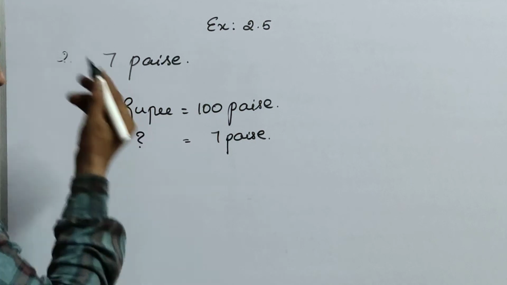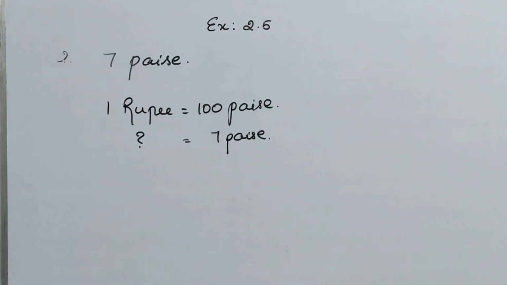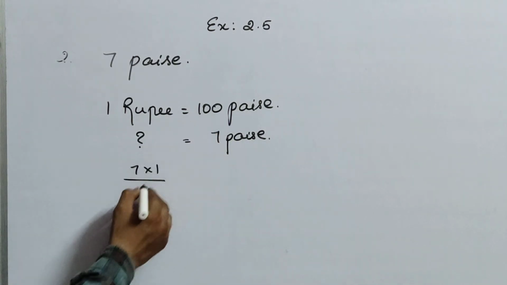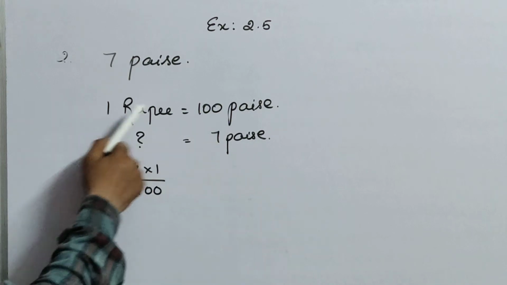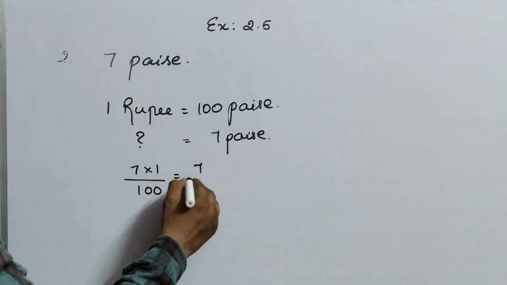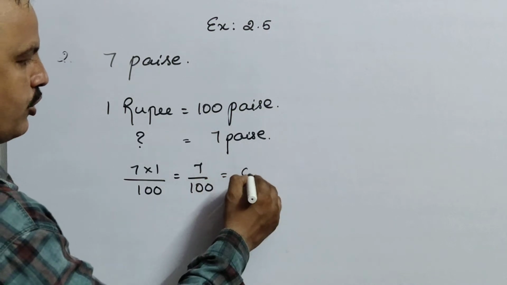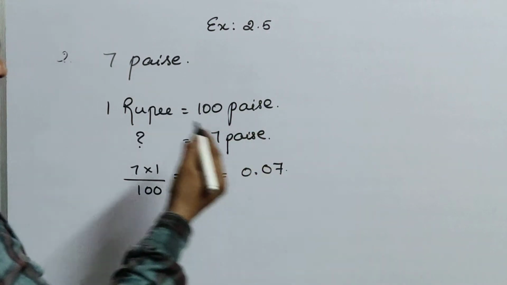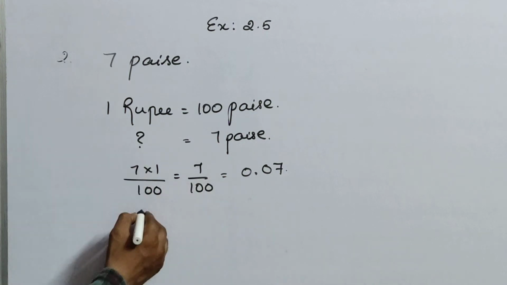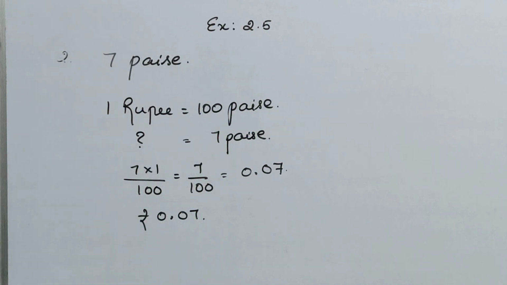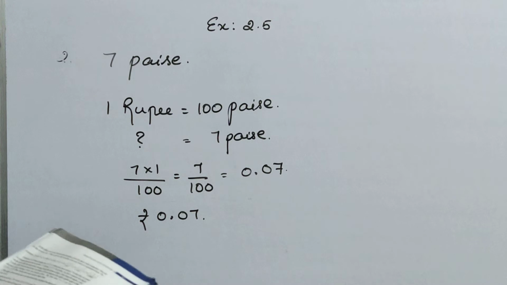Now the question is: 7 paisa equals how many rupees? Just now I told you, children, how to do it: 7 into 1 by 100, that is 7 by 100. Now how will you write 7 by 100 in decimal? 0.07. That is 0.07 rupees. So you have to do it like this, children. Now see the second question.